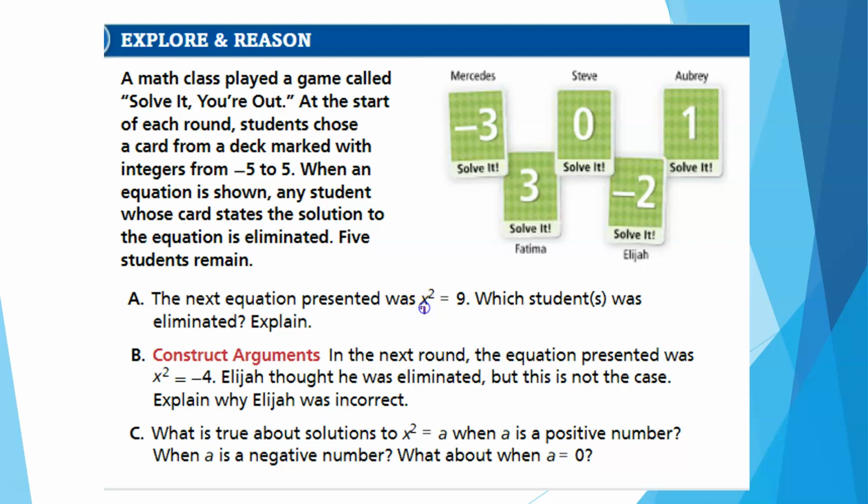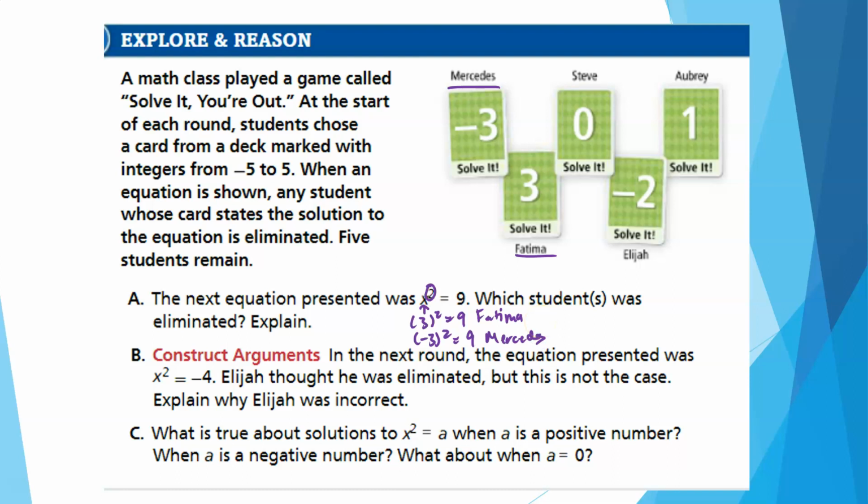When we think about this, we want to think about what number times itself equals positive 9. Well, isn't it true that I could do positive 3 squared, which is 9? So that means Fatima is eliminated. And I could also, though, do negative 3 squared, because a negative 3 times a negative 3 is positive 9. So Mercedes would also be eliminated in that situation. Okay, so Fatima and Mercedes.